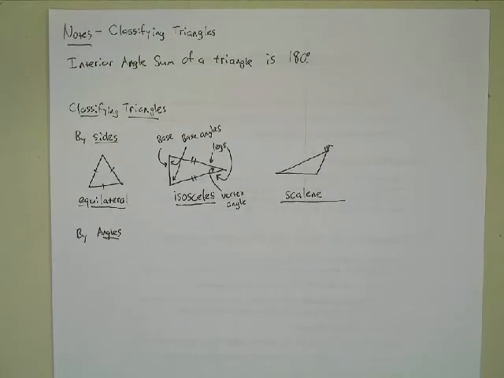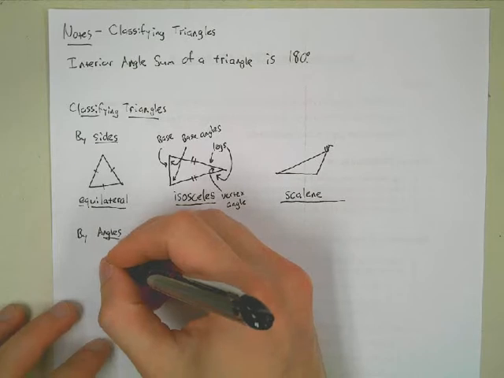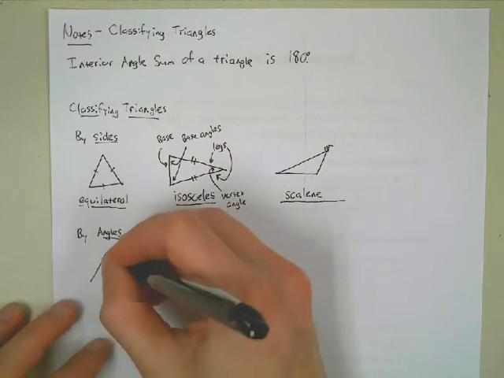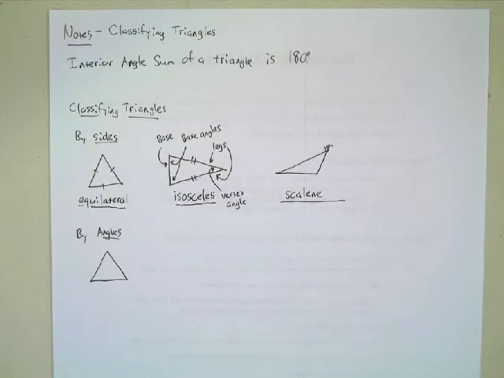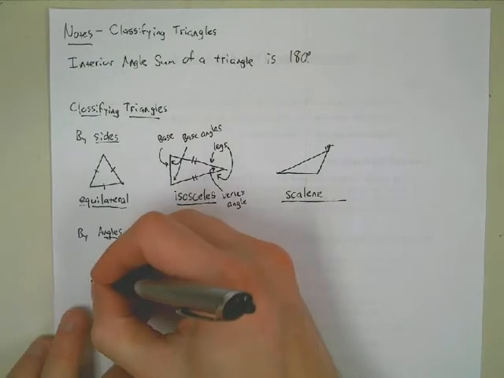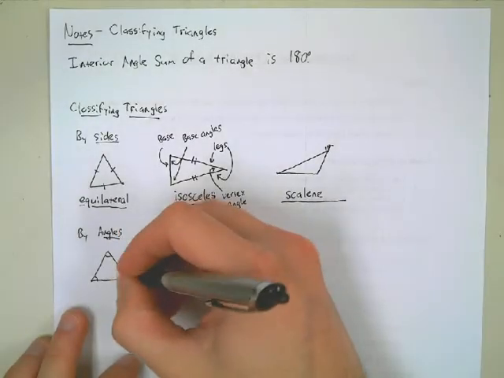Okay, the other way we can classify triangles is by their angles. So, we'll kind of go in that same kind of order here. Okay, I'm going to draw another triangle. I'm going to mark it this way, because now we're talking about by the angles.